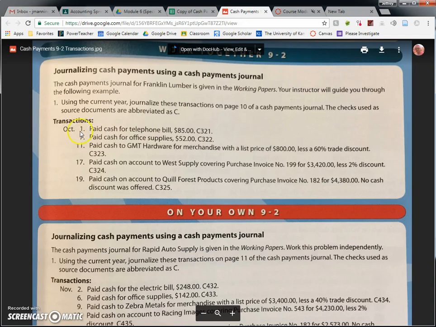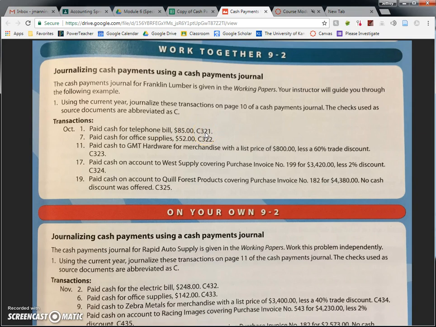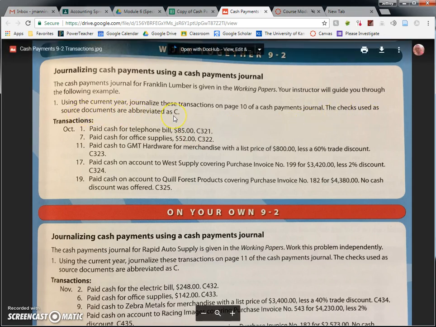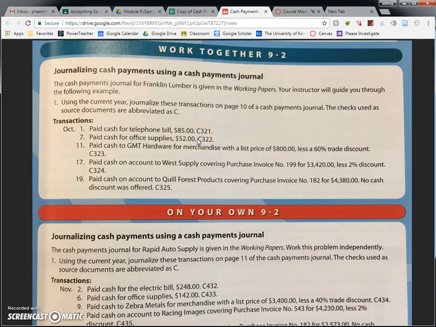Transaction number 1, October 1st. Paid cash for telephone bill, $85, C321. By the way, the C stands for check, and the checks used as source documents are abbreviated as C. So generally, if a corporation buys something with cash, they're going to probably write a check for it. They don't actually hand over paper money like the cash that you're thinking of. So they're going to write a check, and we're going to abbreviate it C and then the number of the check. Okay, so telephone bill, $85, C321.